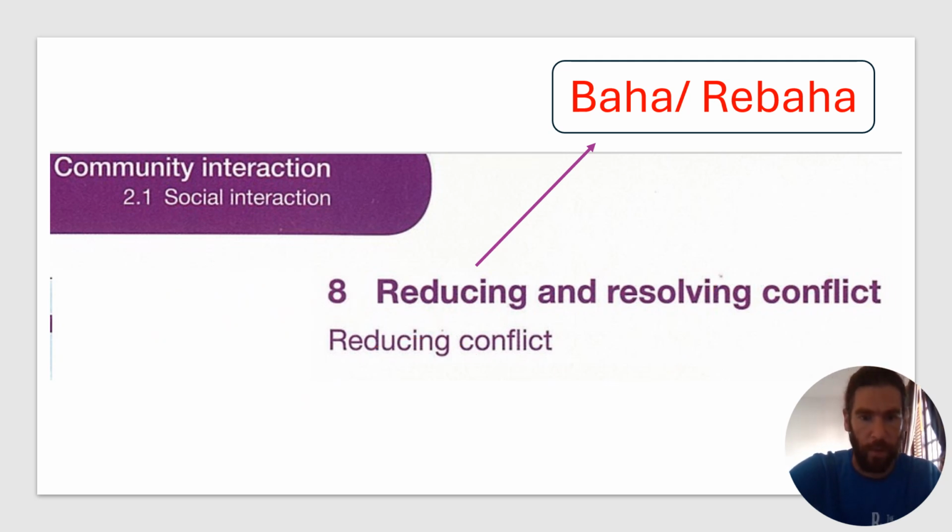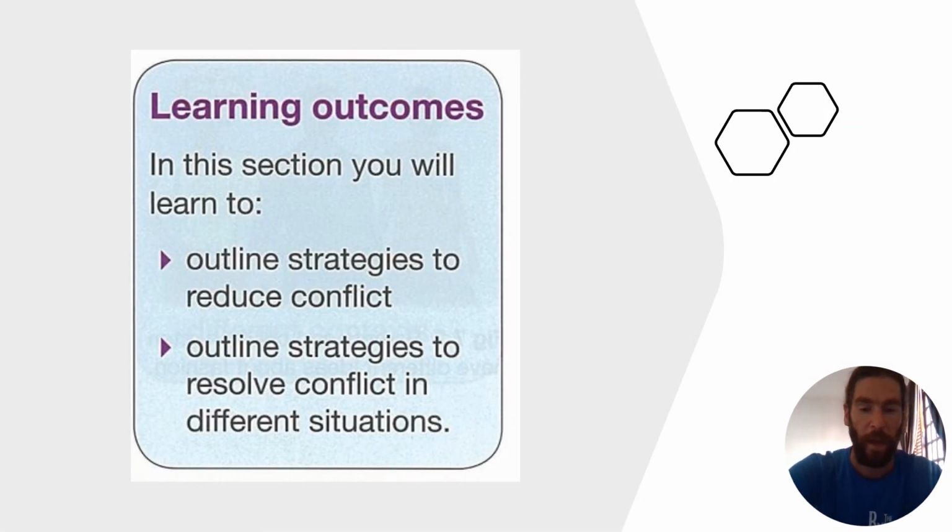Yeah, reduce. And when you have your book, it's always smart to have Chapter 2, Paragraph 1, Part 8 in front of you. That would be very smart. Part 8, reducing and resolving conflict. And of course, always the learning outcomes. The learning outcomes are as follows.